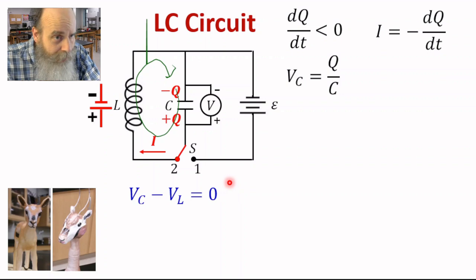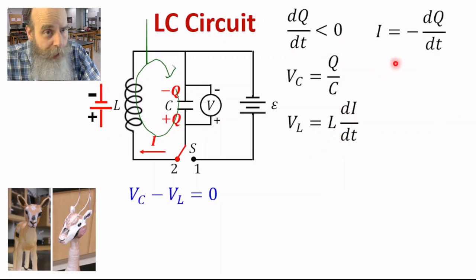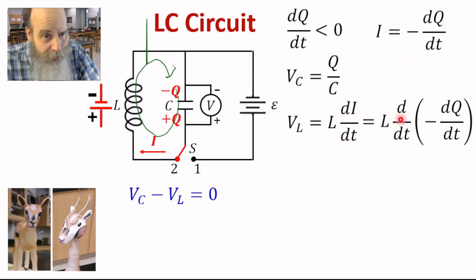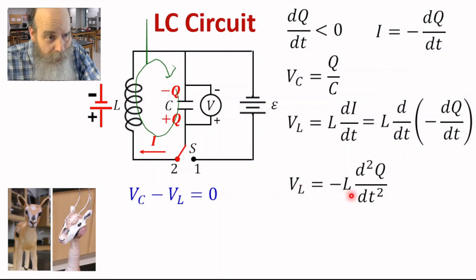So Vc is Q over C, and VL is L di by dt. And we'll put in what I is, negative dq by dt. We get this. And so we finally get for VL, negative L d2q by dt squared. So we want to put these two findings into our expression for Kirchhoff's loop rule.